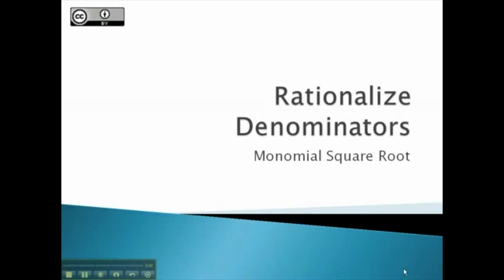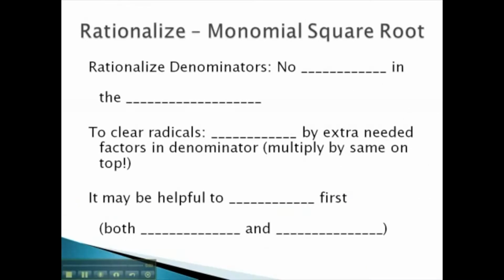In this video, we will look at rationalizing denominators that have a monomial square root. What we mean by rationalizing the denominator is we want to have no radicals in the denominator, or bottom of the fraction.